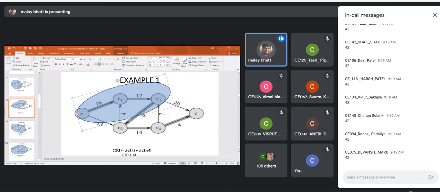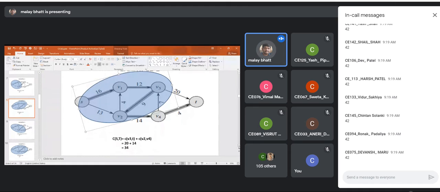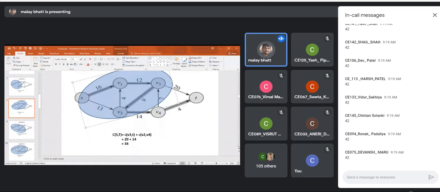Okay, so now let us go to our actual cut, which was in this diagram, in this slide as well. Let us consider this as V1, V3, V2. The calculations are given. We have two outgoing arrows: V2 to V4, and another from V3 to T. So that will give us 34.